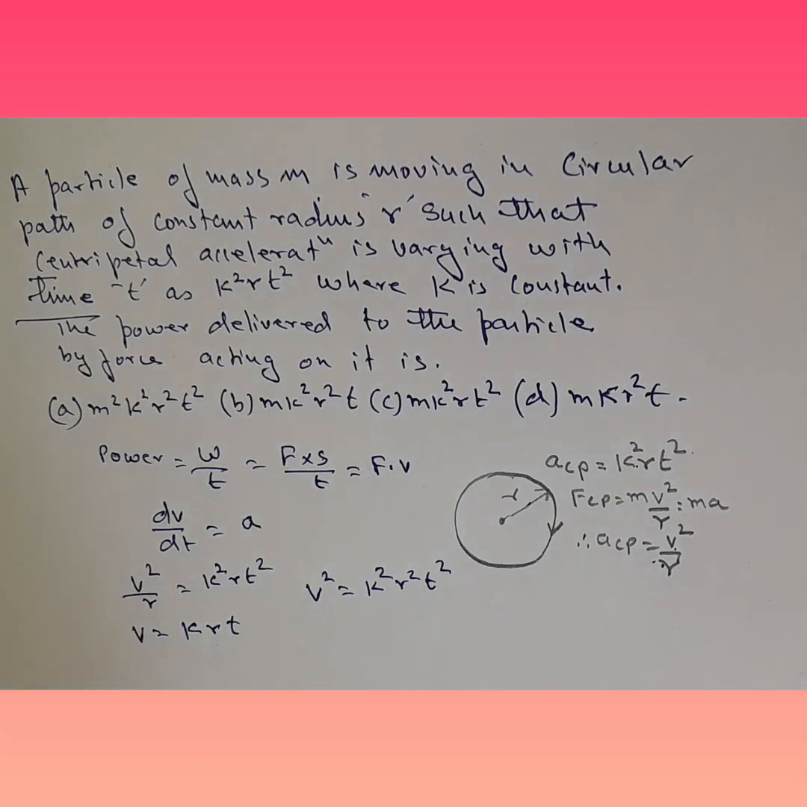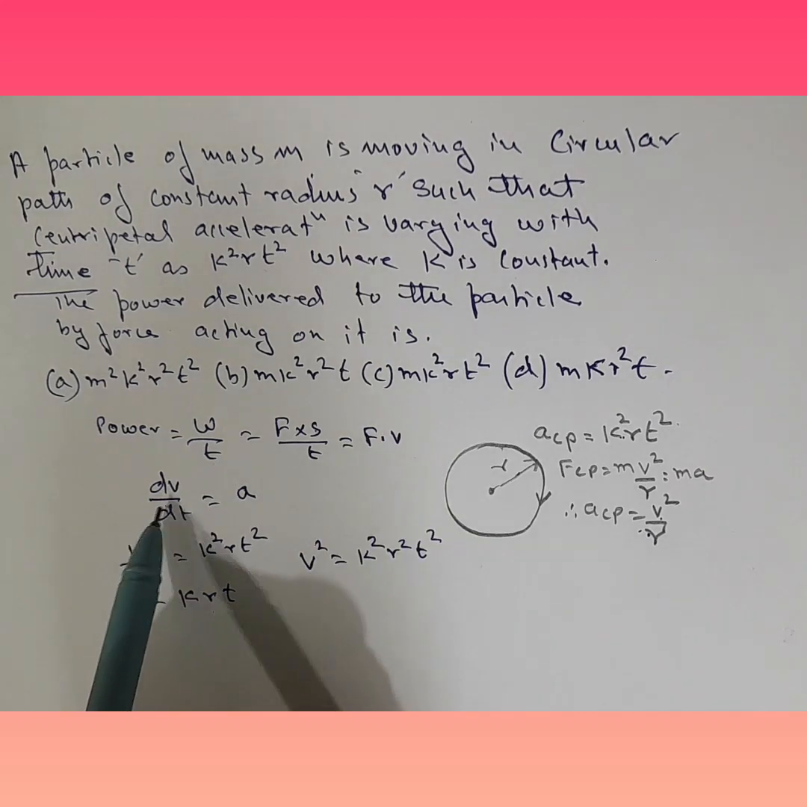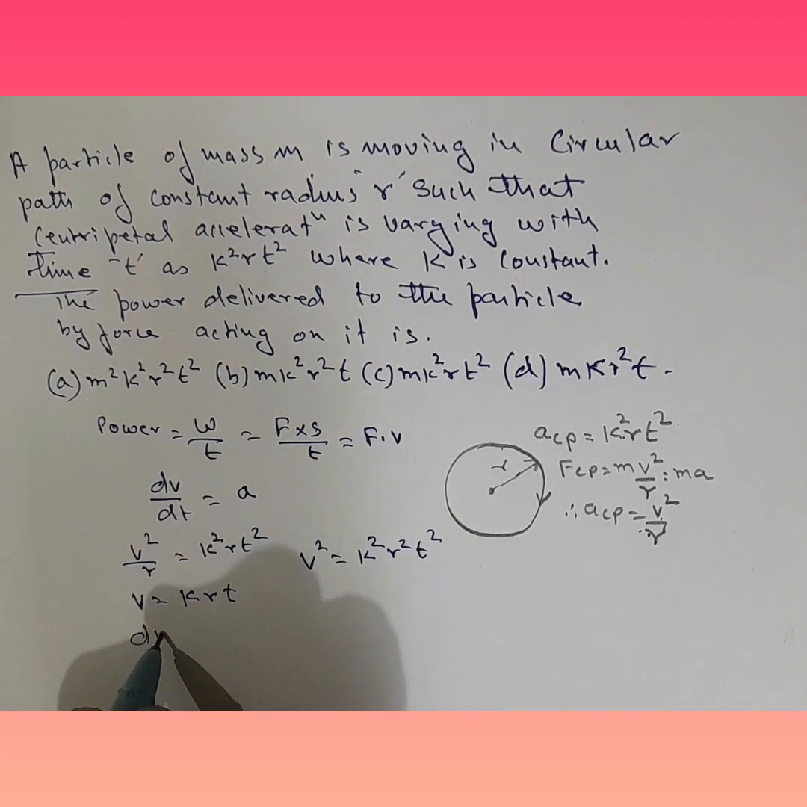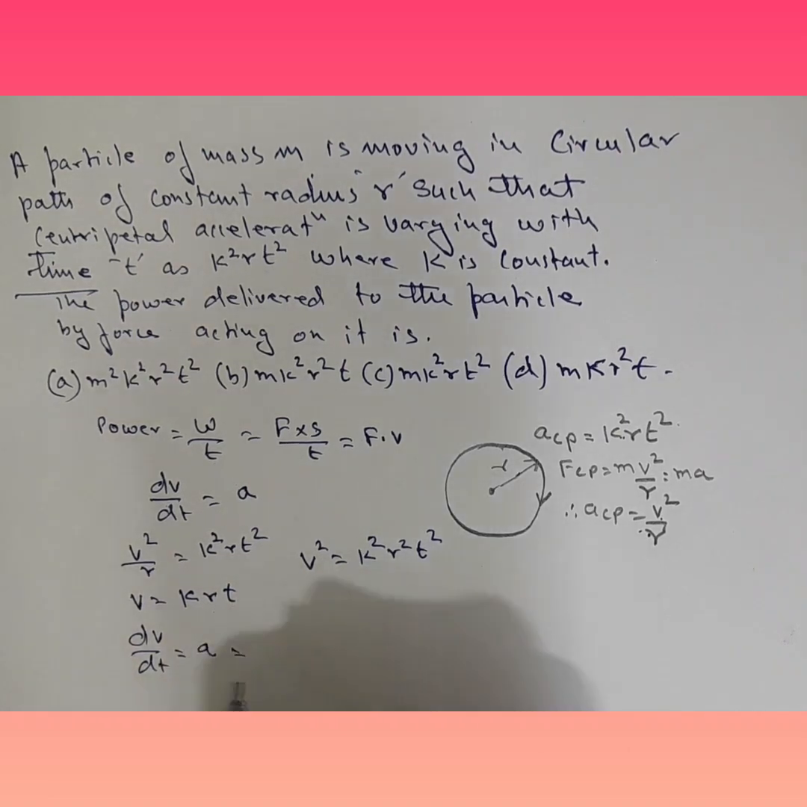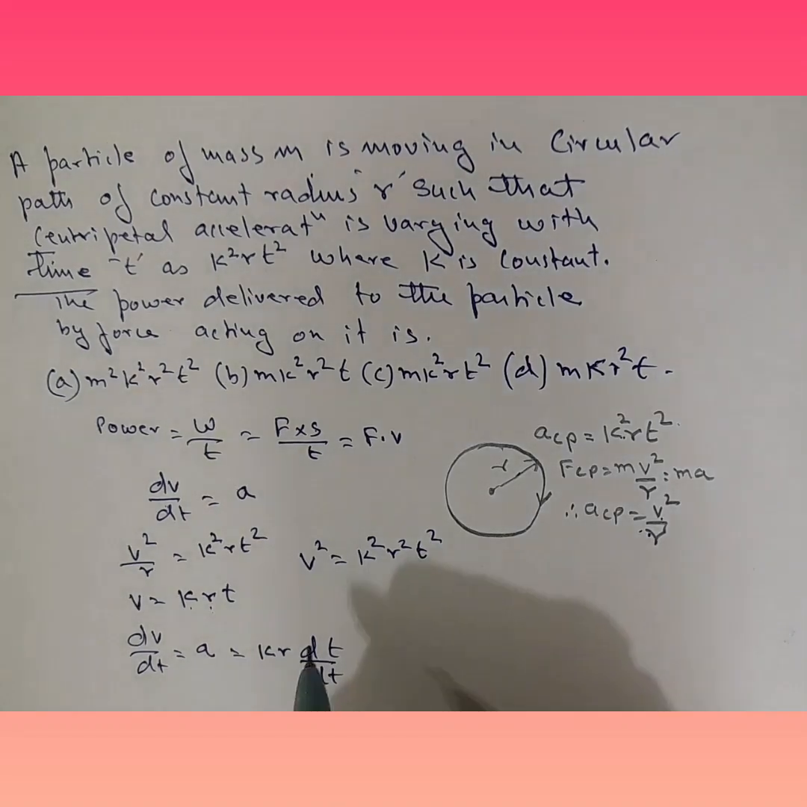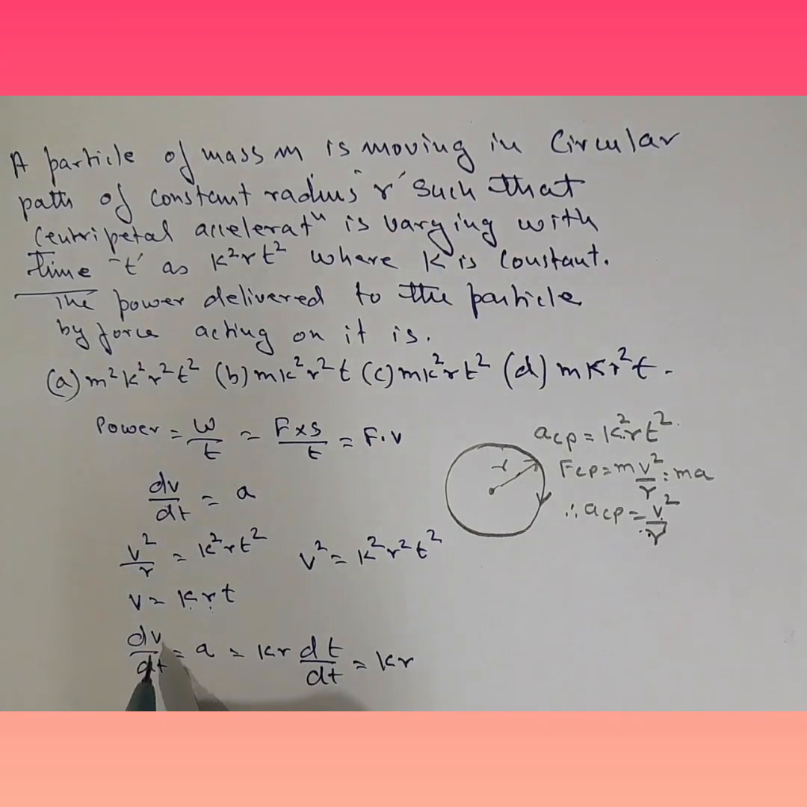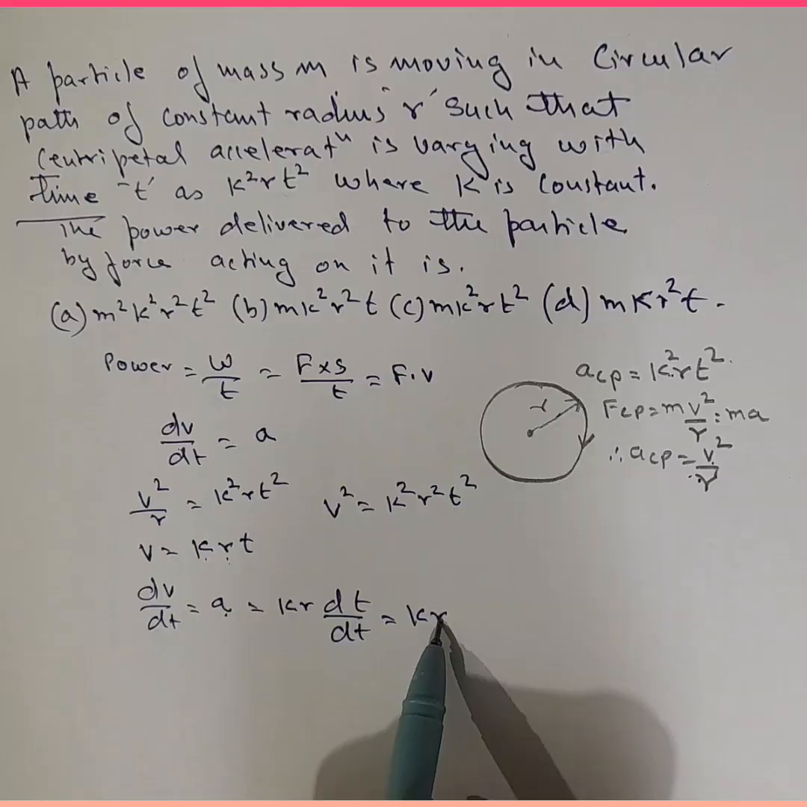Now what do we do? Now we differentiate dv by dt to get acceleration, and that would be equal to, now we know k and r are constants, so they come out of the differentiation, and we do d by dt of t. Obviously this goes off, so we get kr. So dv by dt, that is acceleration, is equal to kr.